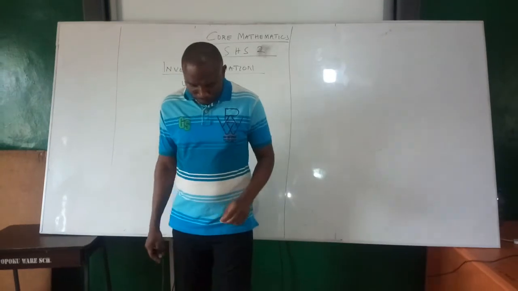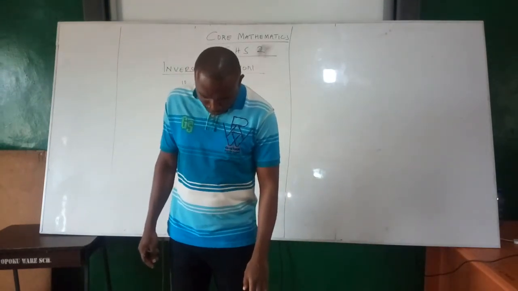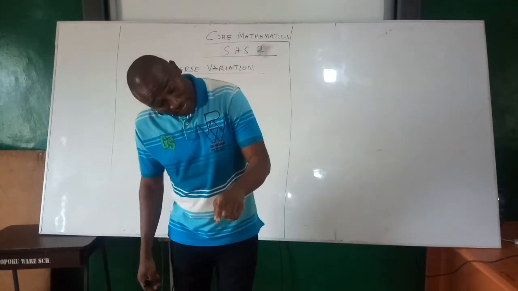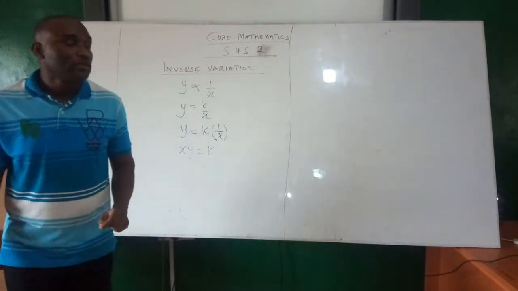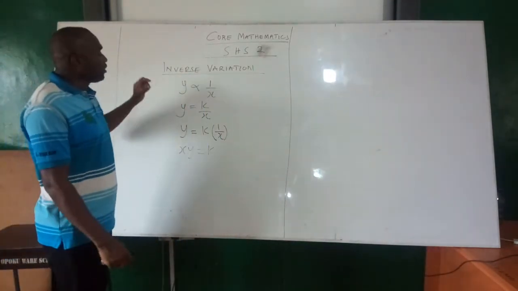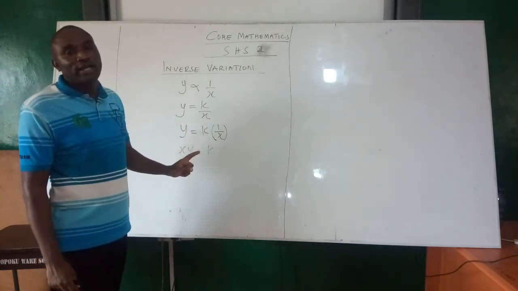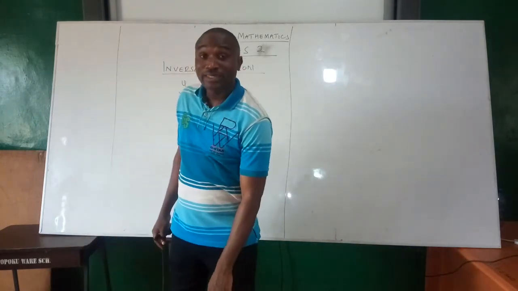Step 2. Make sure that the information given to you is used to calculate the constant of proportion or the constant of variation. You will find out that we give you some information. There are those that are used to find the constant of variation. From direct variation, I know you saw that.